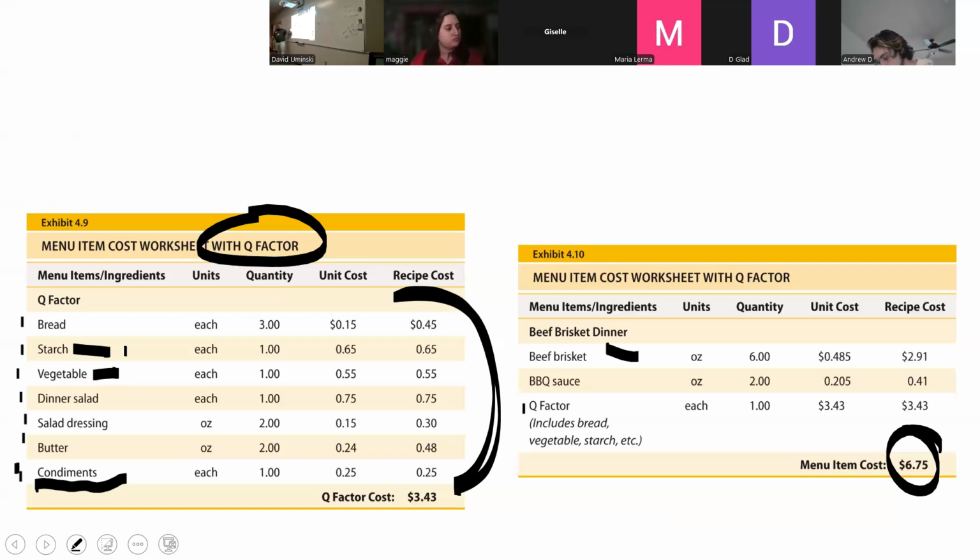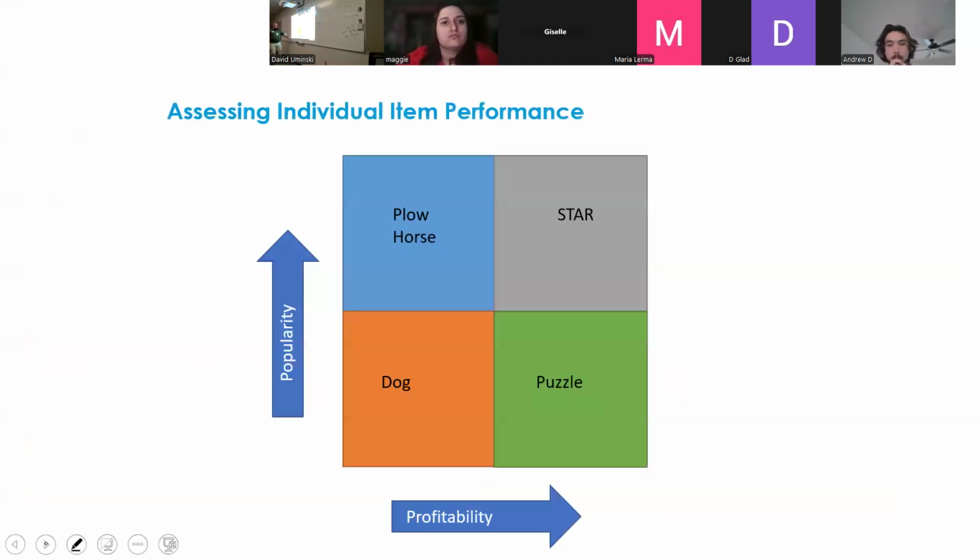So when I'm doing a Q factor, I want to use the most expensive starch that I have that people can choose from. I want to use the most expensive vegetable. So I still have to cost everything out and figure out what's the most expensive. That's what I'm going to use in my Q factor. That way, every time somebody orders beans instead of mac and cheese, I'm selling it for the same price, but it's going to cost me a little bit less, which means I get a little bit more profit. Okay? Questions, comments, concerns about Q factor, or any of the methods that we have talked about?